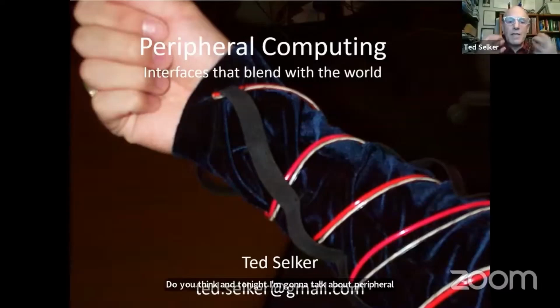The goal of such is to make interfaces that blend with the world. And this is a sleeve I'll talk about a little later that recognizes whether you're working out or whether you're dancing. So we're getting to the point where we can recognize such things.